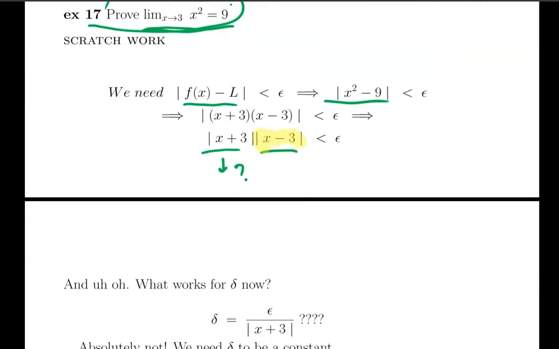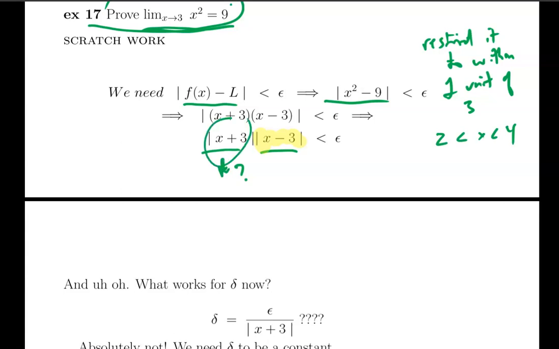So let's take a look for a second, and let's restrict it to within 1 unit of 3. So that's between 2 and 4, yes? Okay. Now, this is the problem here. I don't know what to do with this. I need to, the magic word is bound. I need to bound this. Okay? In other words, make it less than some constant.